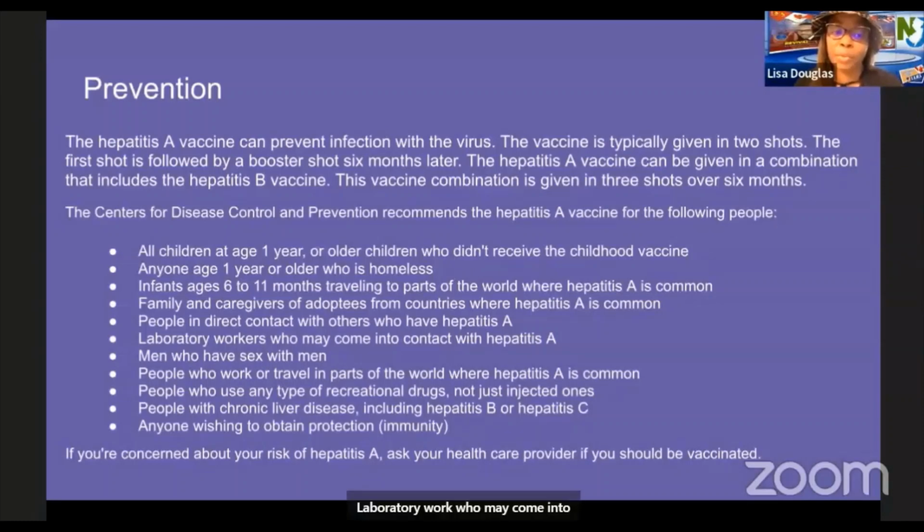laboratory workers who may come into contact with hepatitis A, men who have intercourse with other men, people who work or travel in parts of the world where hepatitis A is common, people who use any type of recreational drugs, not just injected ones, people with chronic liver disease, including hepatitis B and hepatitis C, and anyone wishing to obtain protection immunity. If you're concerned about your risk for hepatitis A, ask your healthcare provider if you should be vaccinated.